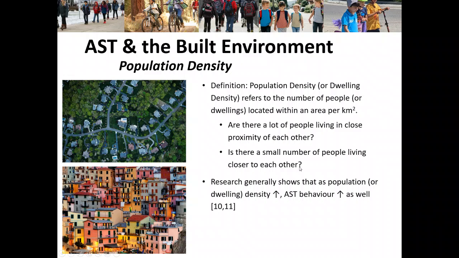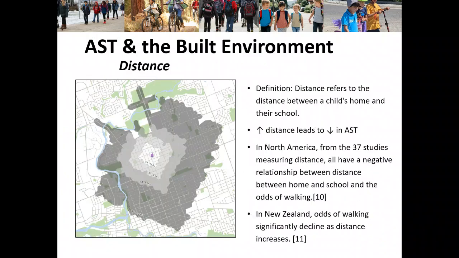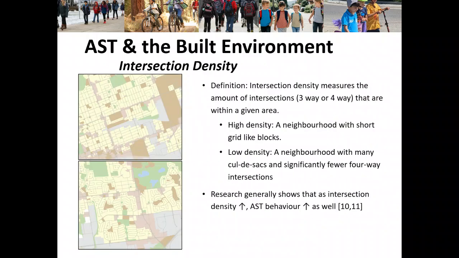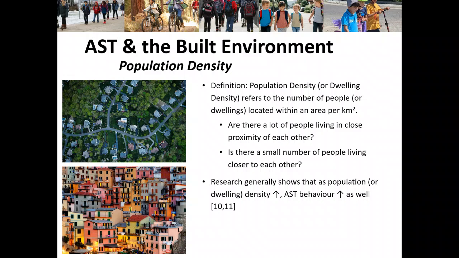Next is population density, and this is a fairly consistent finding across all the literature. Population density or dwelling density refers to the number of people or dwellings located within an area per square kilometer. So we might take areas like this and focus on a buffer of 1.6 kilometers around the school and calculate it within that area, or do it based on each individual home.